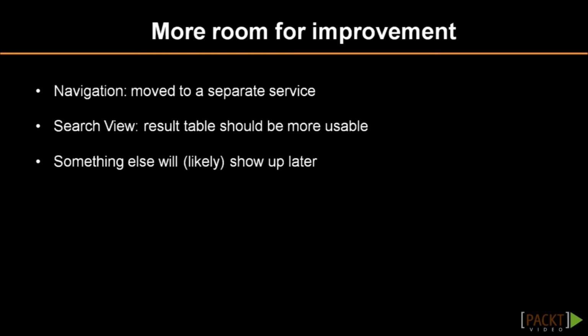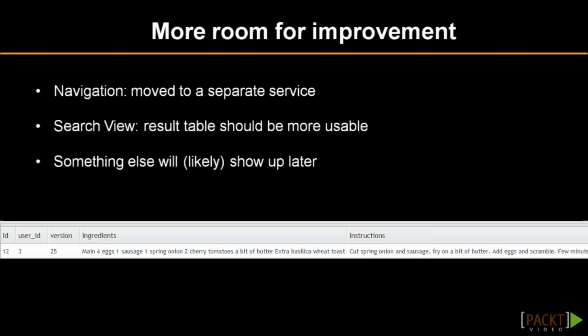Navigation itself could also use some fine-tuning. Currently, in every view, we explicitly have to navigate to somewhere else. Instead, let's move navigation to a separate service which we can then call. Lastly, search results table could use some reworking. It has the same problems as the comments table in the food view. There are too many columns and the author name is not displayed.